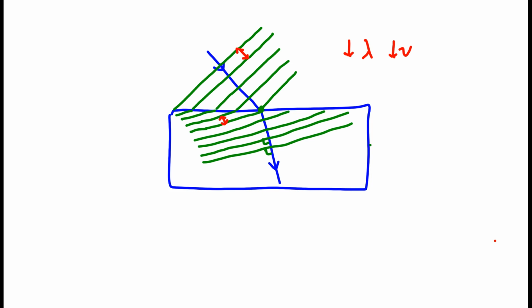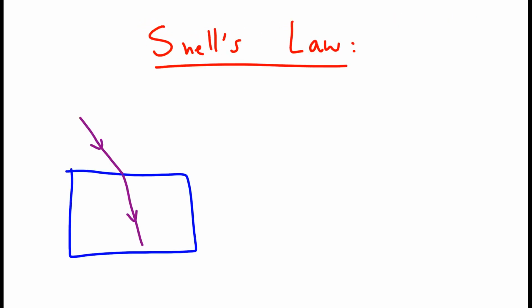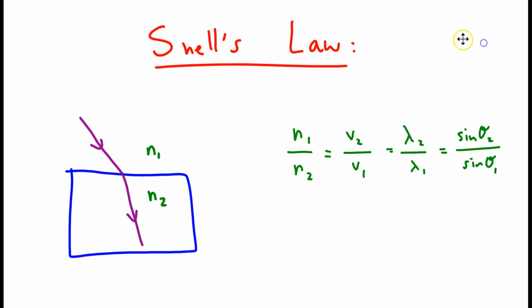Did the angle, theta, the angle from normal, increase or decrease? Theta also decreased. So it turns out when you move into a higher refractive index, everything else decreases. That's what the more rigorous version of Snell's law says. If we compare the refractive index of 1 to 2, everything else will be inversely proportional.